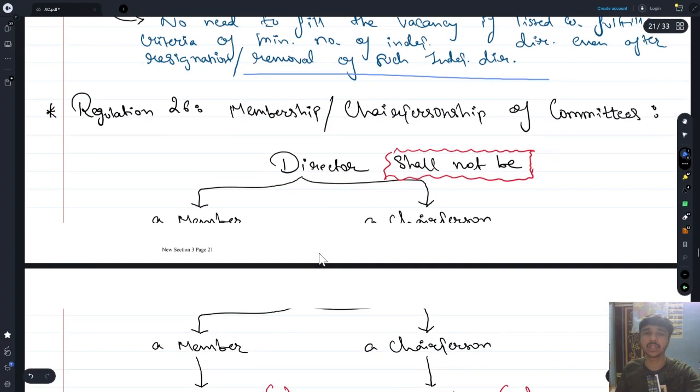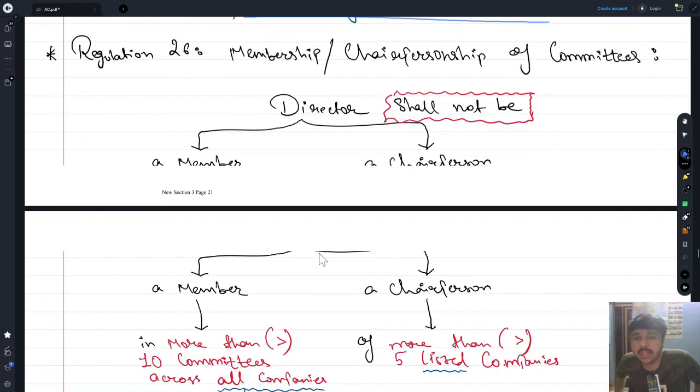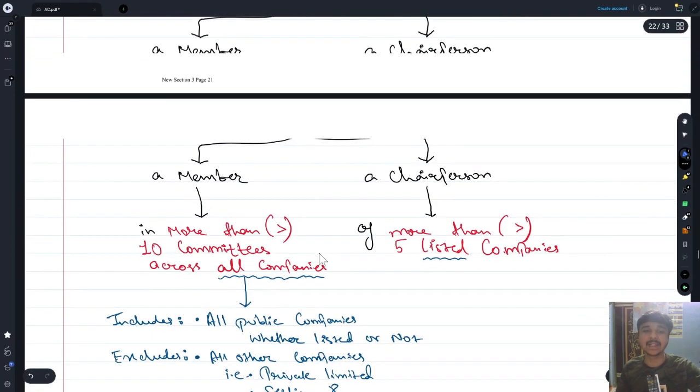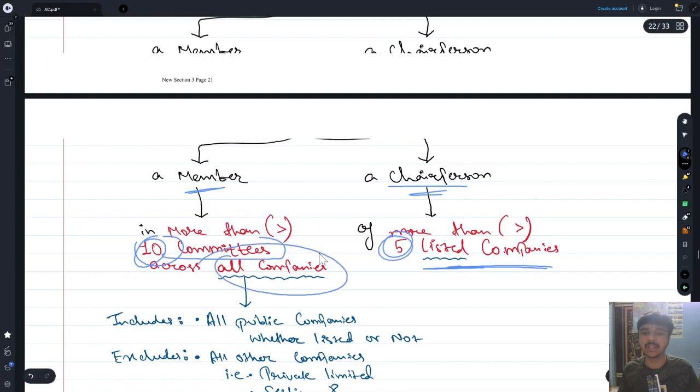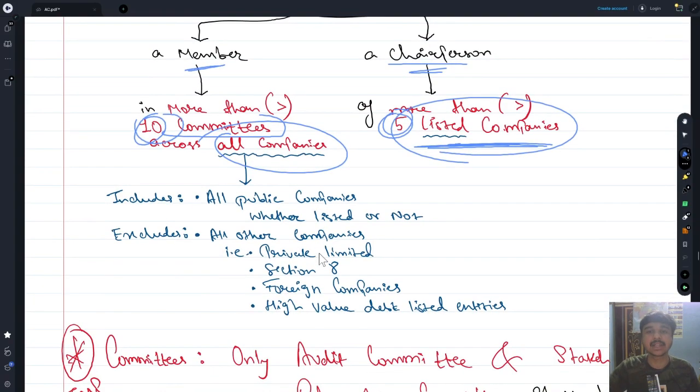Now comes the next regulation, the membership or chairpersonship of committees. A director shall not be a member in more than how many? 10 committees, and a chairperson in more than 5 listed companies. See, 2 different words I have used here. A member in more than 10 committees across all companies, and a chairperson in not more than 5 listed companies. Okay, so for chairperson the criteria will be seen as 5 listed companies, and for a member it will be seen as 10 normal, that is all companies. What is all companies?